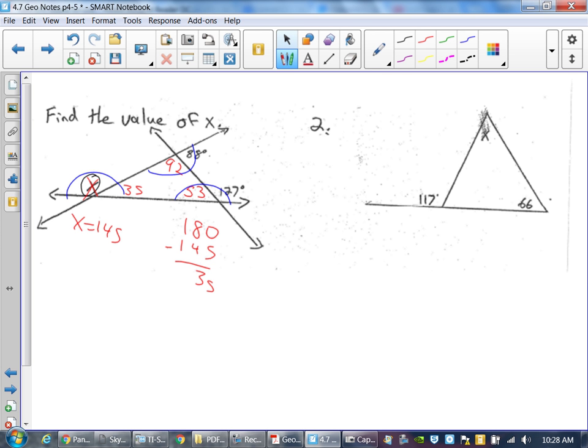Let's say you forgot about what's called the exterior angle theorem, where that outside angle is equal to the two angles it doesn't touch. So if you remembered that, you'd say 117 is x plus 66. So subtract 66 and you get 51 for x. But let's say you forgot that.